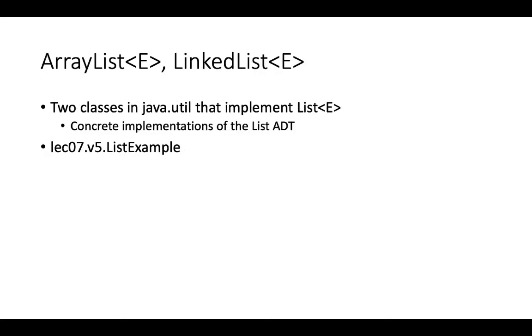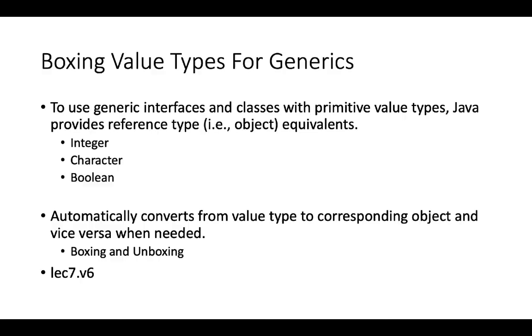Right. I'm not going to go through the example. I'm going to let you go through that on your own. It's a little scanner loop that exercises these methods on a list. I just want to make one last comment here, which is I mentioned that you couldn't use these generics with primitive value types.